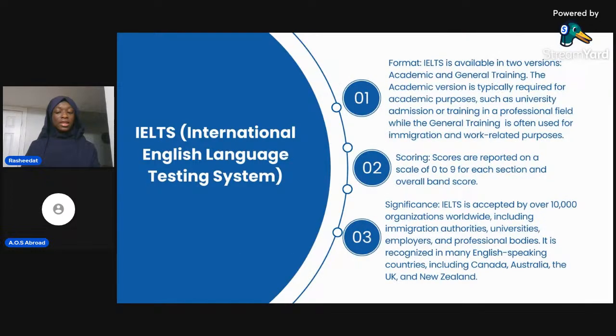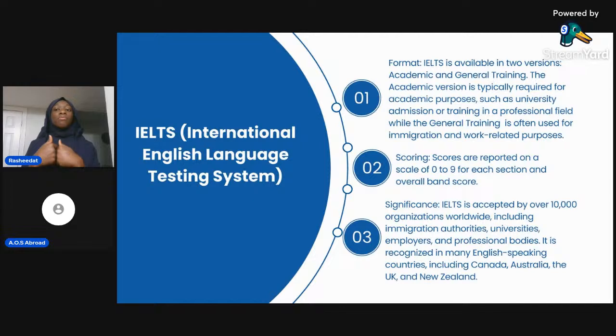Now, let's first take a look at the IELTS, which is the International English Language Testing System. IELTS is available in two versions. It's actually in four versions, but we're going to be talking about just two versions today, all right? We have the academic and the general training. The academic version is typically required for academic purposes such as university admission or training in a professional field, while the general is often used for immigration and work related purposes.